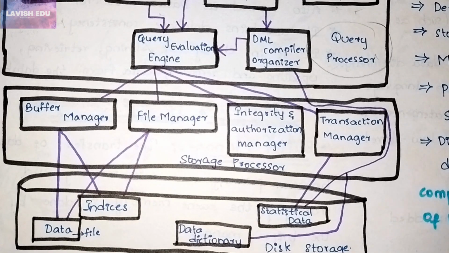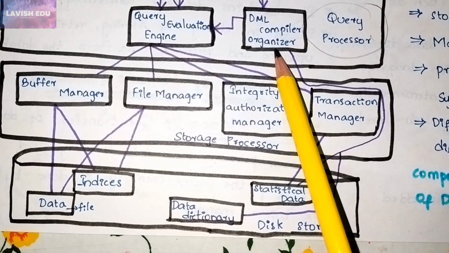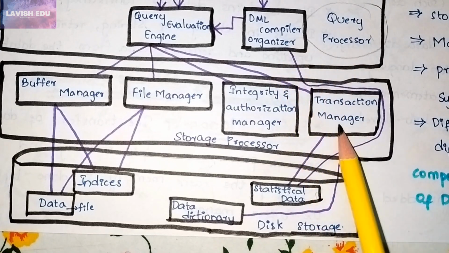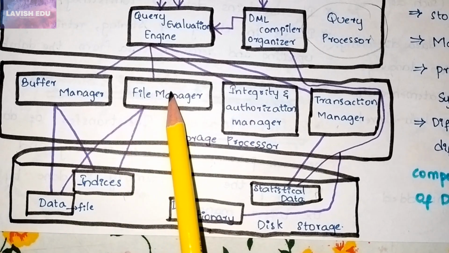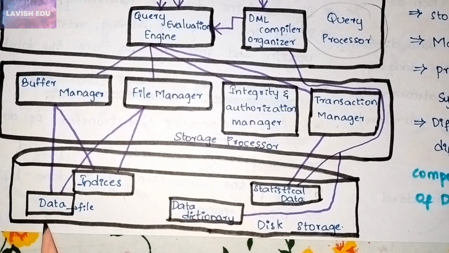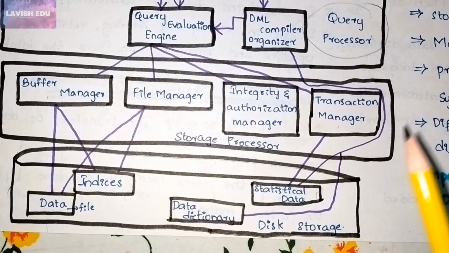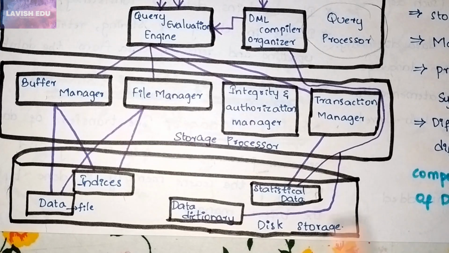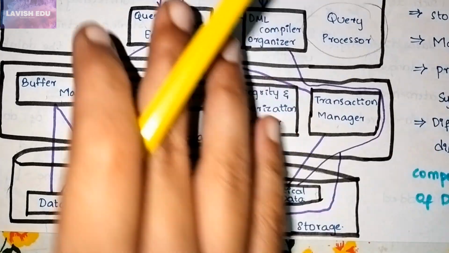And here in the disk storage we have data, indices, data dictionary and statistical data. This statistical data is connected to the DML compiler and organizer as well as the transaction manager. Indices are connected to the file manager as well as the buffer manager, and data is connected to the buffer manager and file manager. This is all about the disk storage. Now we'll see what all these are in the query processor, the storage processor and the disk storage, and what the terms in those processors are. So let's see.